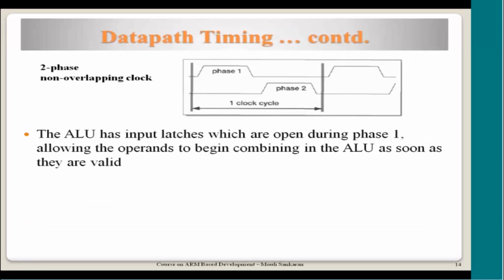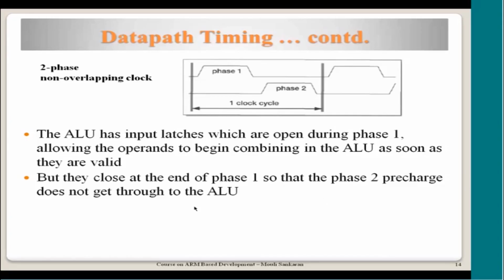Now, the ALU has input latches which are open during phase 1, as I mentioned, allowing operands to begin combining. What I mean by operands beginning to combine is that the ALU gives sufficient time for both operands to be available. In case the second operand needs to come from the barrel shifter, it takes a few nanoseconds to perform its operation. So it allows both operands to settle after the barrel shifter operation is done before latching the value at the end of this phase 1.